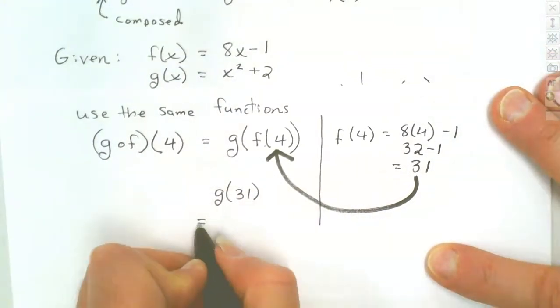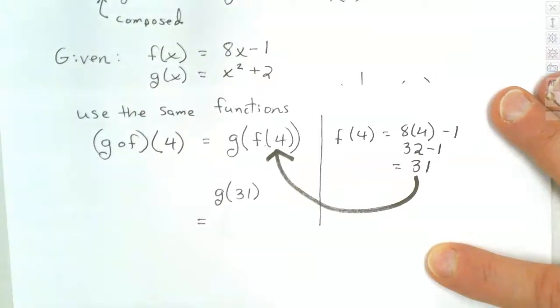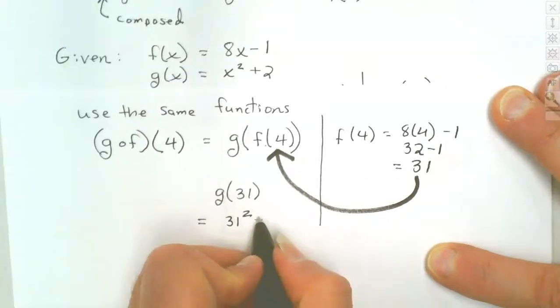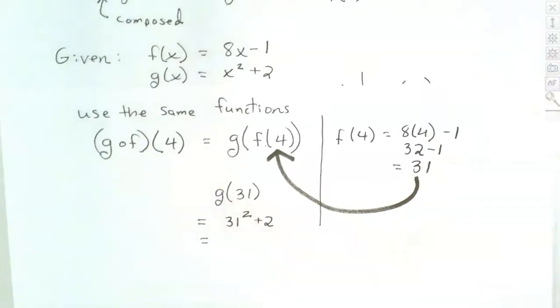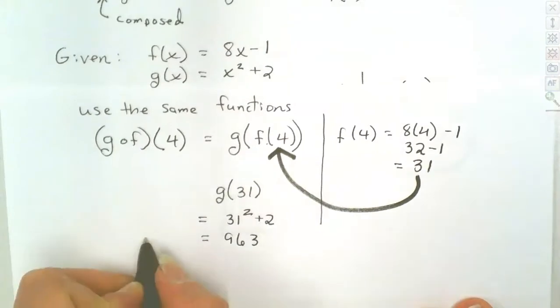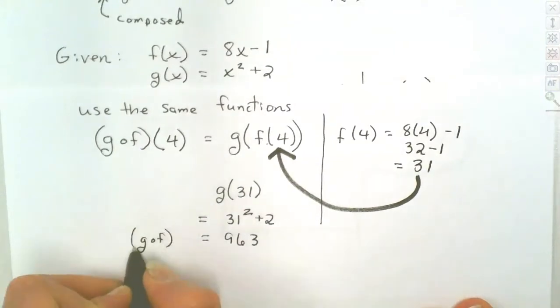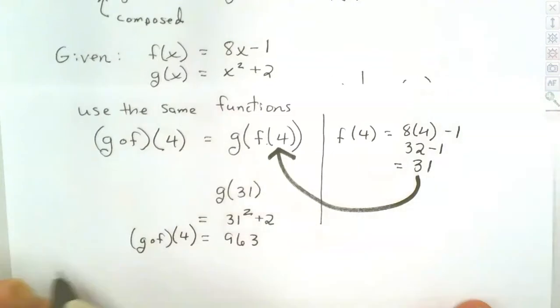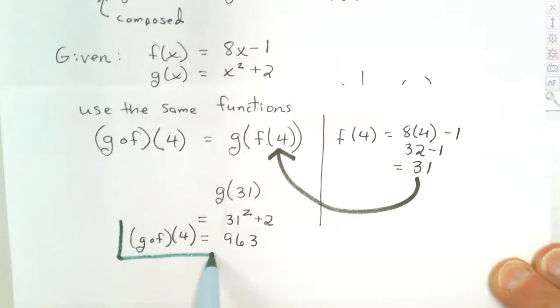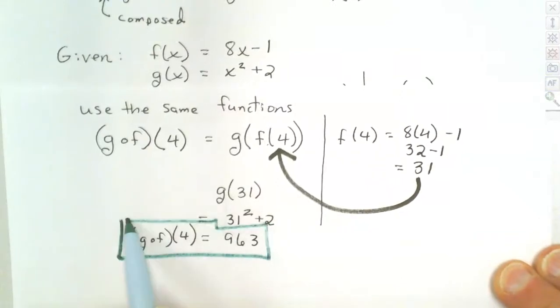And g of 31, we'll need a calculator for this one, because that's going to be 31 squared plus 2. And we'll definitely need a calculator. So we can square that 31, add 2 to it, and we get 963. And that is g composed with f of, in this case, 4. So what did we do? We did the inside function first, plugged it back in, and then we did the outside.